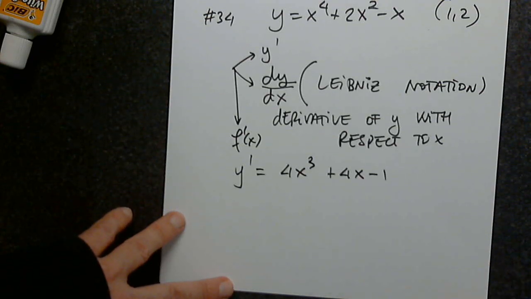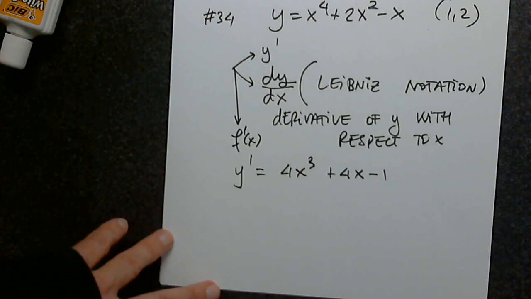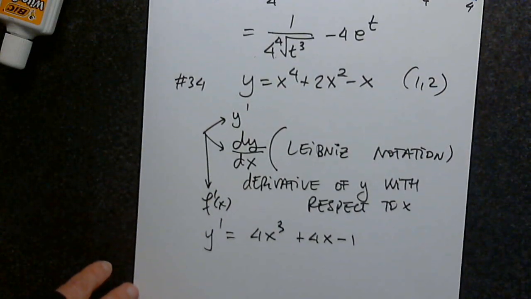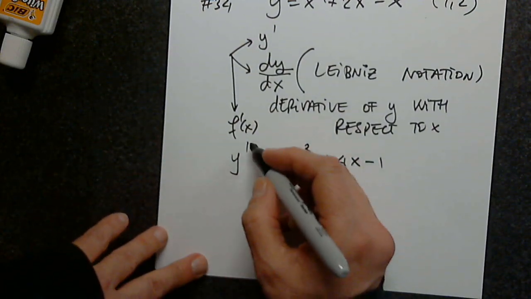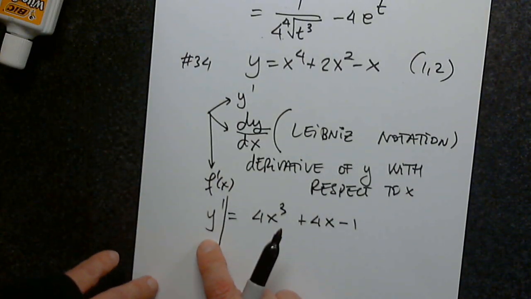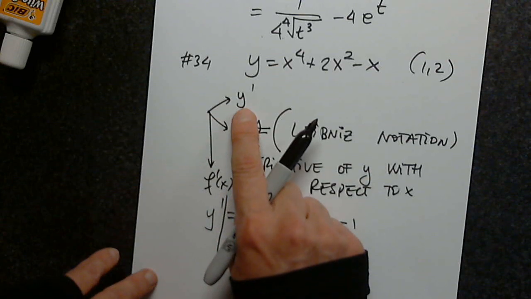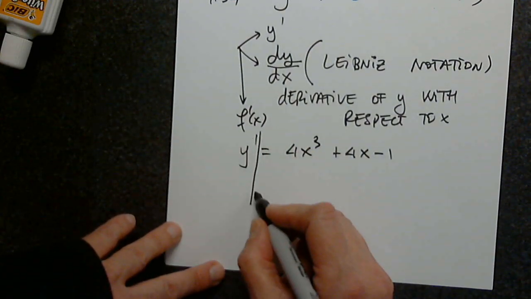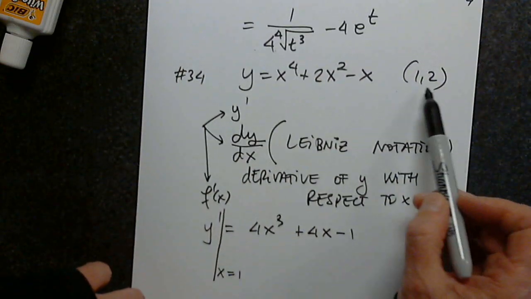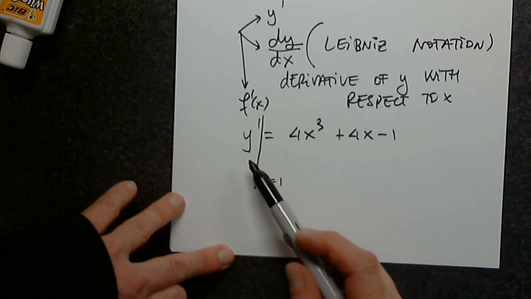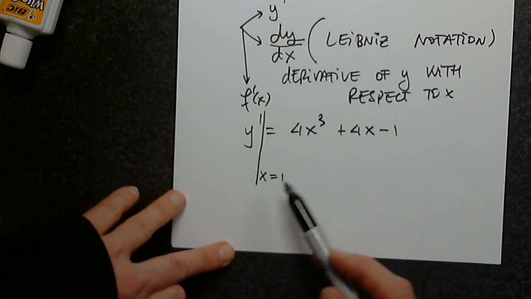1 minus 1 is 0, x to 0 is 1. Or the derivative of x is its slope, negative 1. Okay, so now, at this point, this is a notation which is fine, but not the best notation for this. But it's okay, we can use it when x equals 1, because the point is given to us, (1, 2). But I have to find the slope of the tangent line at 1.